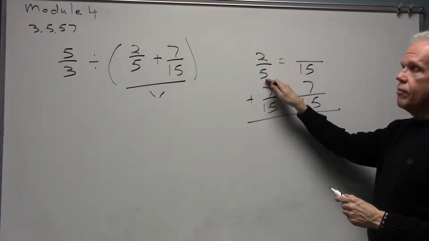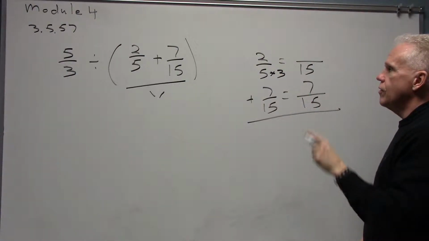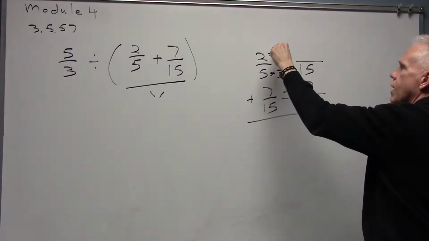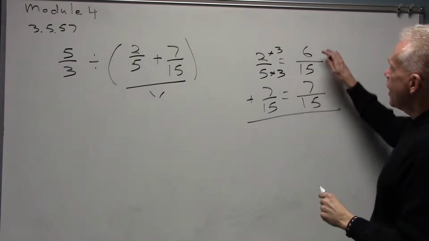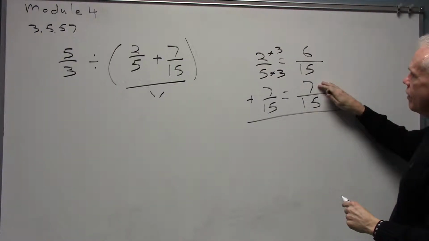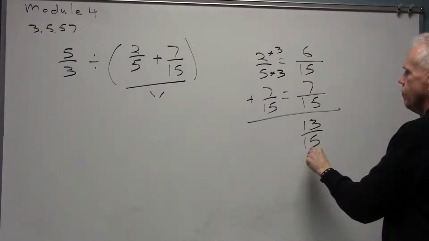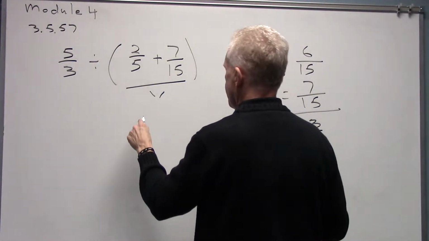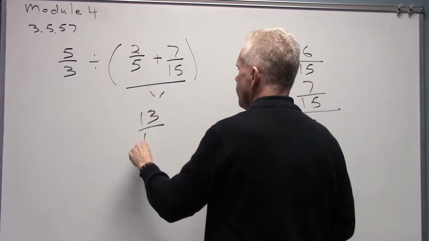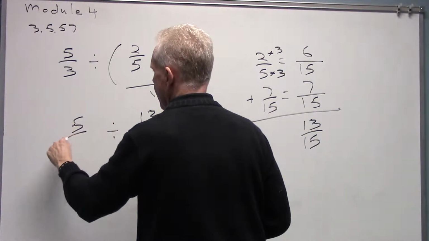Now, this 5 had to get multiplied by a 3 to get a 15. So the top times a 3 is a 6. Now, we're adding, so we got 6 plus 7. 6 plus 7 is 13 over 15. So the answer to this piece of the problem is 13 over 15. Now bring down the divided by, bring down the 5/3.